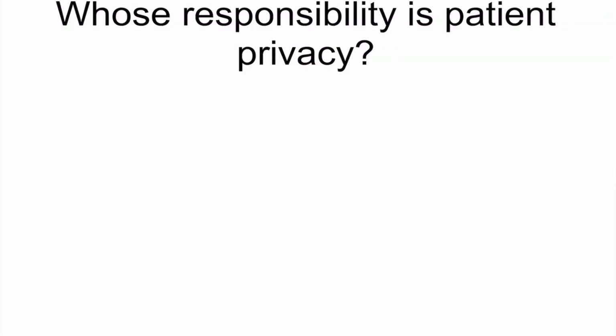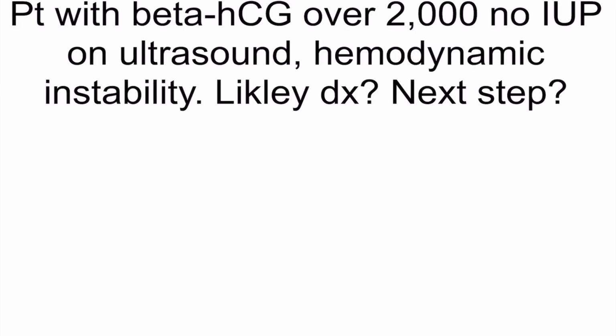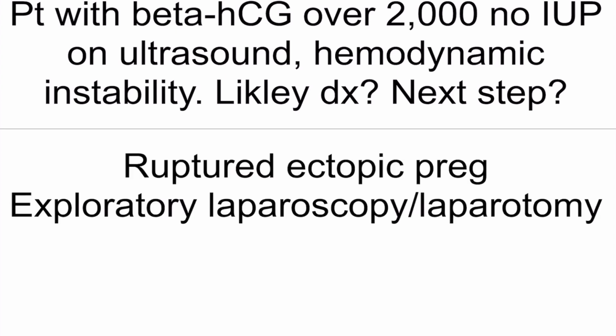Whose responsibility is the patient's privacy? Physicians and other healthcare providers. Patient with beta HCG over 2000, no IUP on ultrasound, hemodynamic instability. What's the most likely diagnosis and next step? Ruptured ectopic pregnancy, and the next step would be to do exploratory laparoscopy or laparotomy.